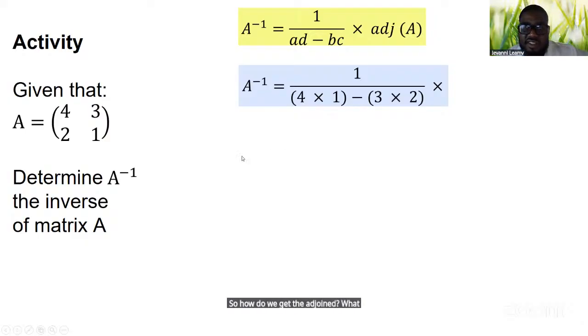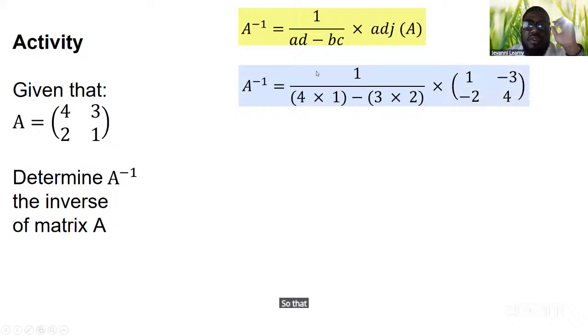So how do we get the adjoint? What would the adjoint be? Oh, it's the other way around, Javon. What is the adjoint? You interchange the leading diagonal elements, which are 4 and 1, and then you keep the position but change the signs of the non-leading elements. So that gives you 1, -3, -2, and 4.